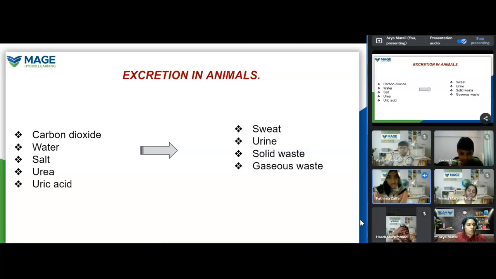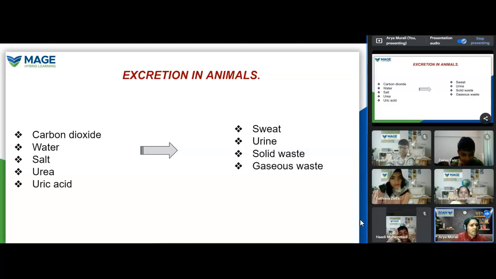Okay, and if you drink too much water, what happens? You have to urinate it out, right? That urine is also a waste. And when we eat food, there are some waste materials after digestion. That waste material is also expelled. And these all are types of excretory products in animals. All these are almost similar in animals and humans, right?